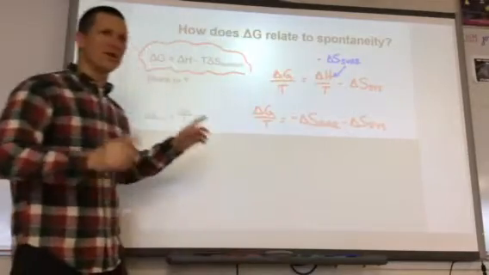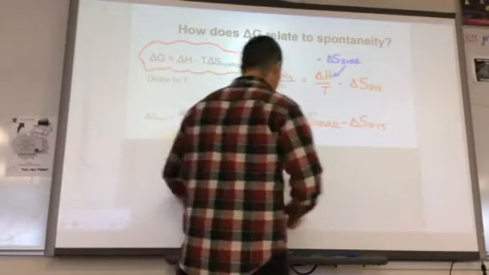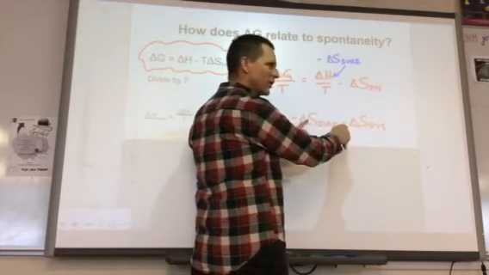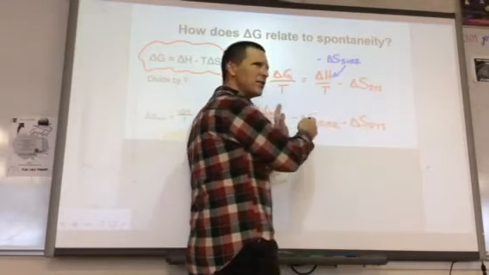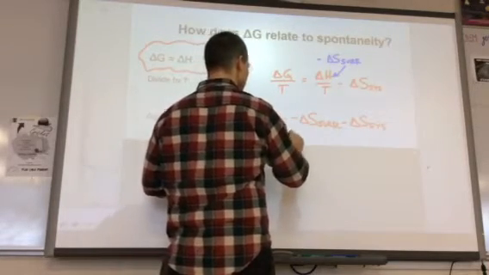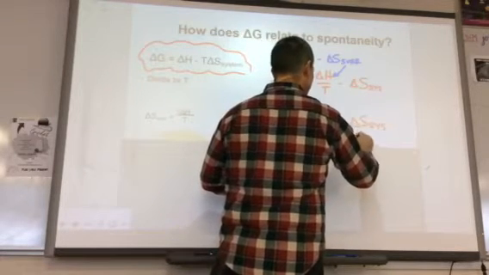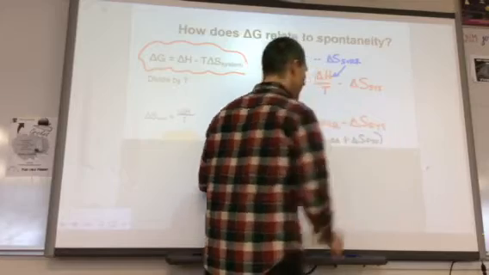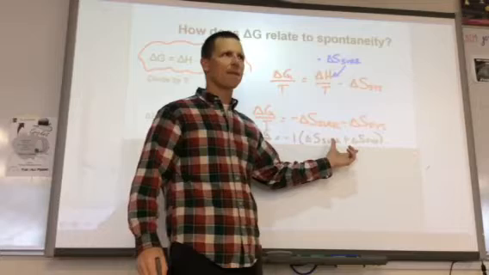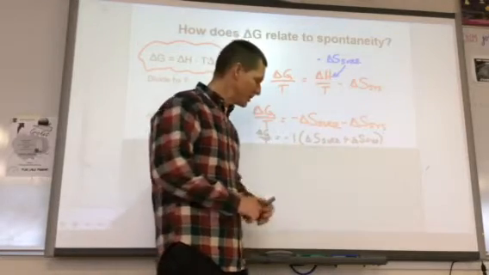Now I want to do one other thing, and then we're really going to start to see something come into focus. If I get that negative term and that negative term, how about on the right side if I factor out the negative 1? That doesn't change the left side. Delta G over T equals negative 1 times delta S of surroundings plus delta S of system. What do you see inside the parentheses? The change in entropy of the universe.